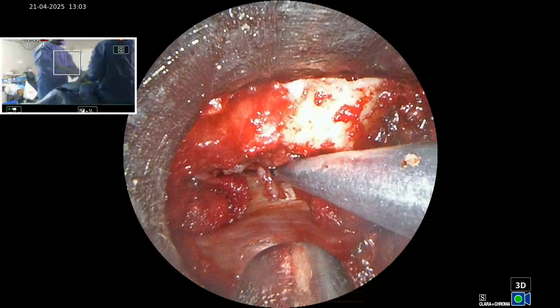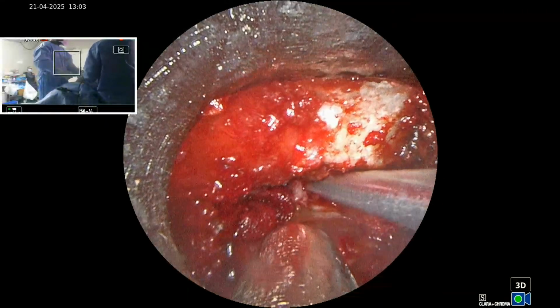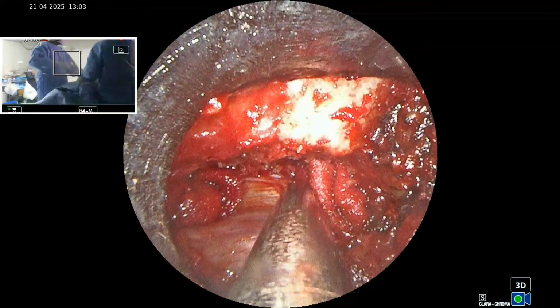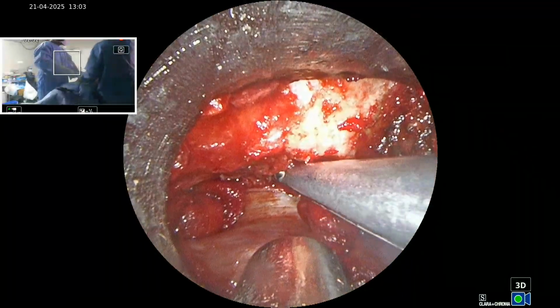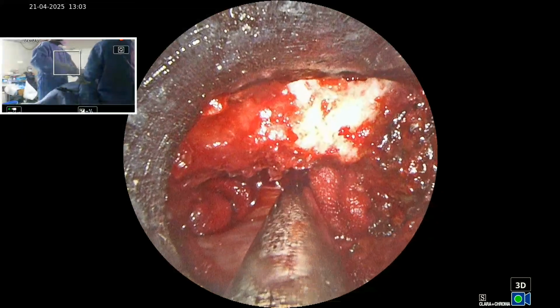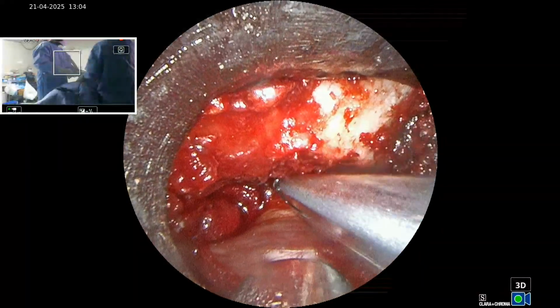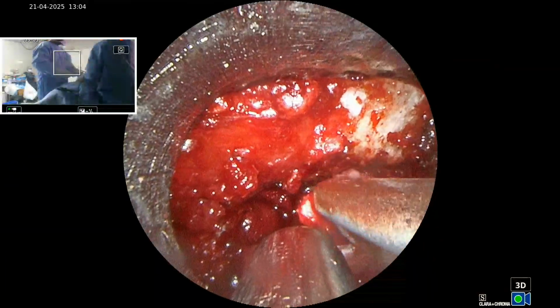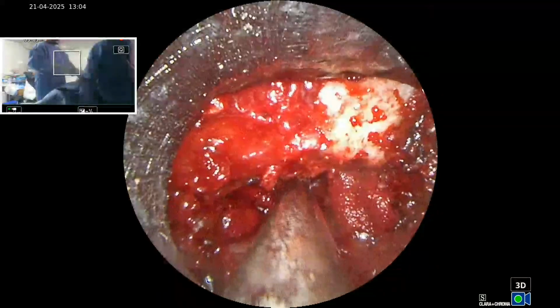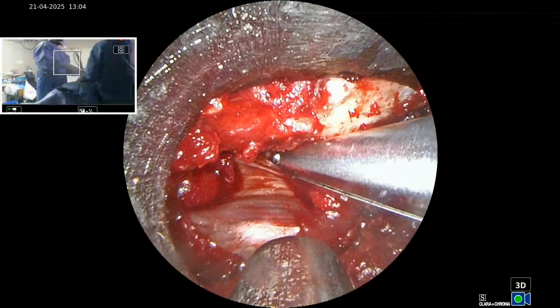So it protects the nerve with the angle of the Kerrison, and now the nerve root is completely decompressed up to the foramen. You can see the nerve root very nicely.